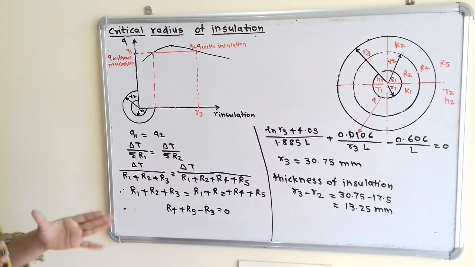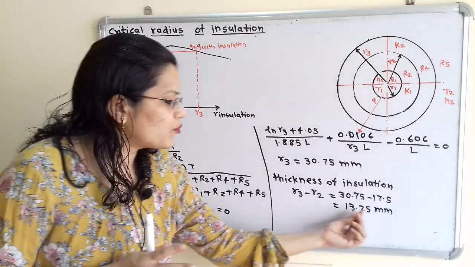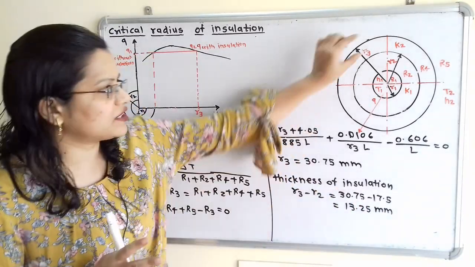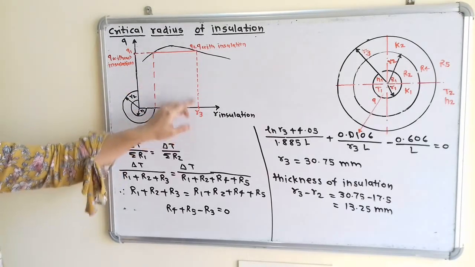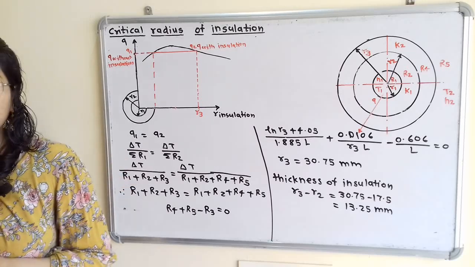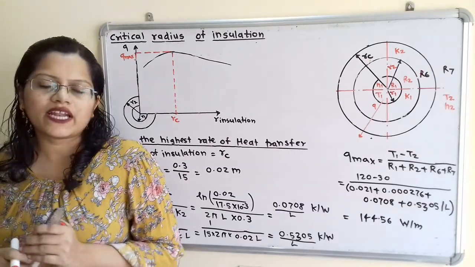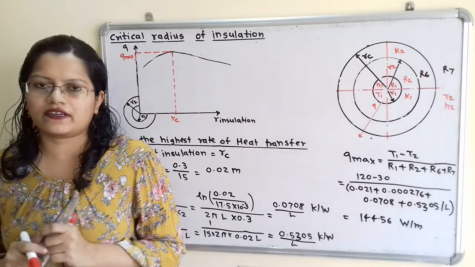That is, when we provide this 13.25 millimeter thickness for the insulation, then the heat transfer will be exactly the same as without insulation. Now we will move to the next question. We have to find out the highest rate of heat transfer.